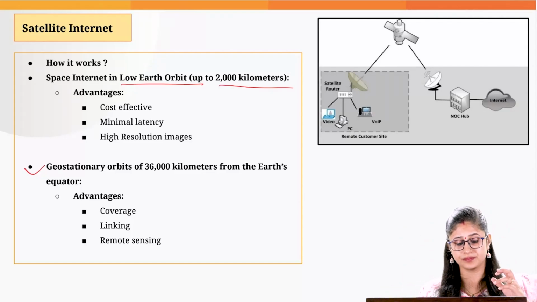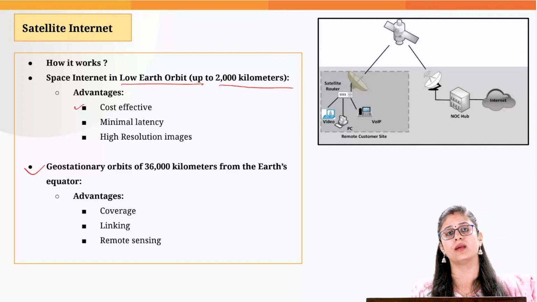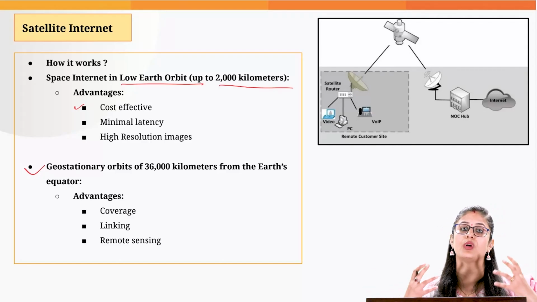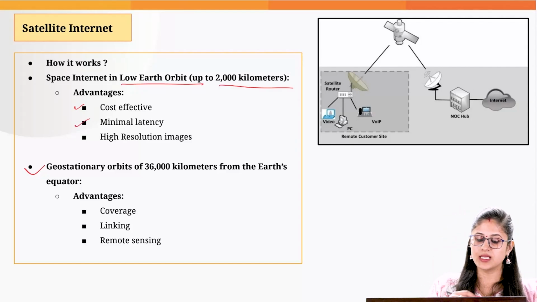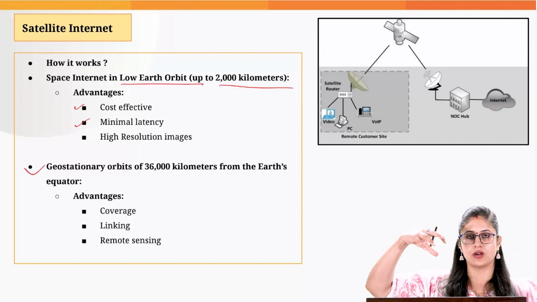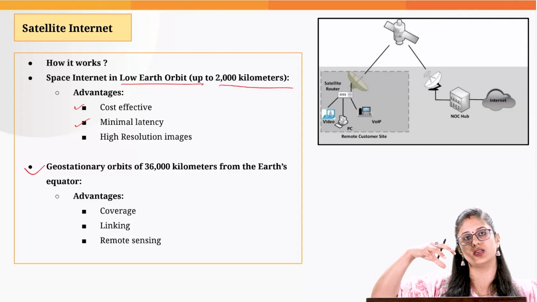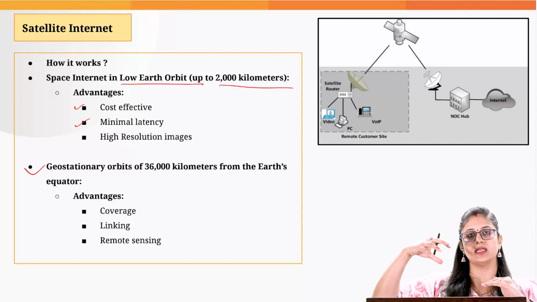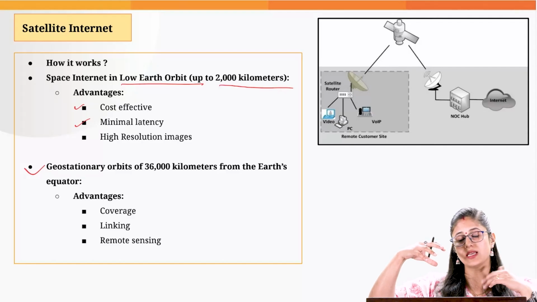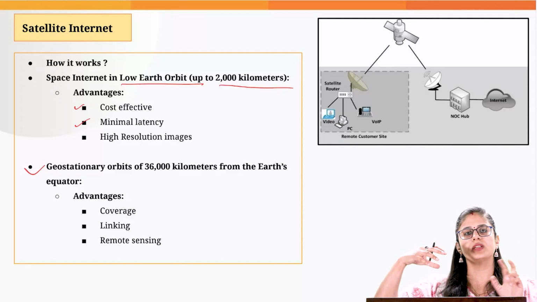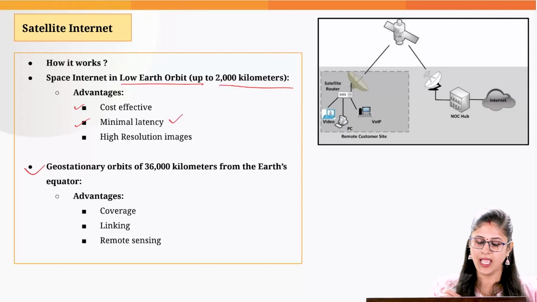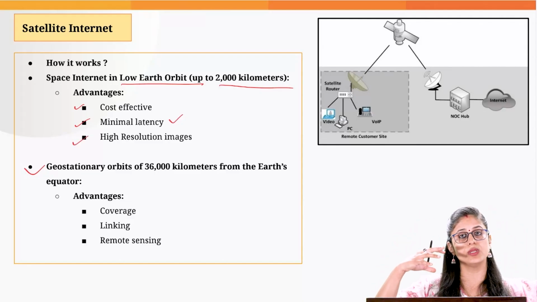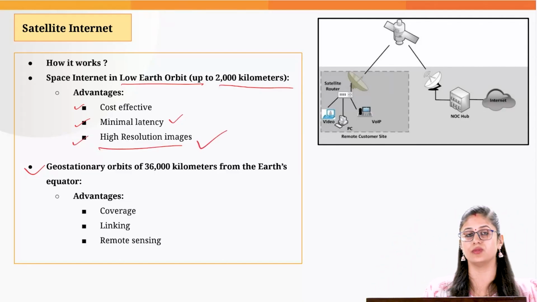In this case, it would be cost effective because I don't need very powerful launch vehicles to launch the satellite. And since this satellite in lower Earth orbit is quite close to the Earth, there would be minimum latency. That means once I want to download an image or whatever request I am sending, it would be processed in less time. So there would be minimal latency. And since the satellite is quite close to the Earth, you are able to download high resolution images also.